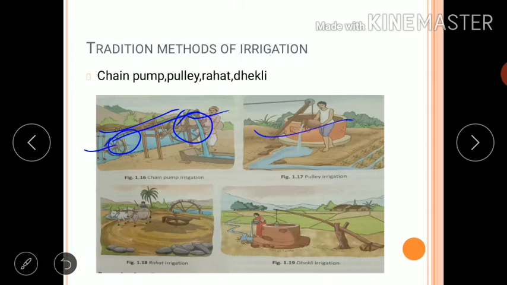The second is the pulley, and in this method, a pulley is used to draw water out of the wells to water the crops. Next is the Rahat irrigation system. In this method, animals are used to draw water from the wells. The animals are made to walk around the wheel, which turns and draws the water.